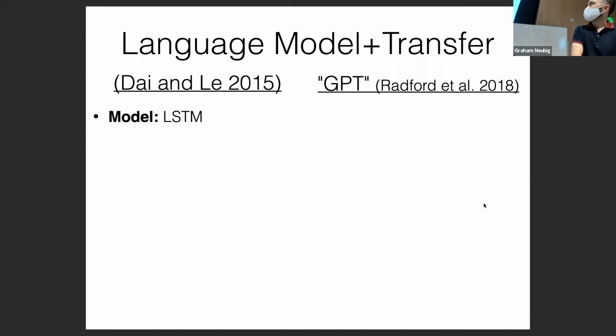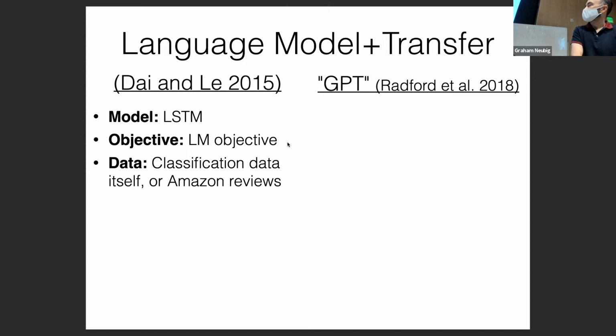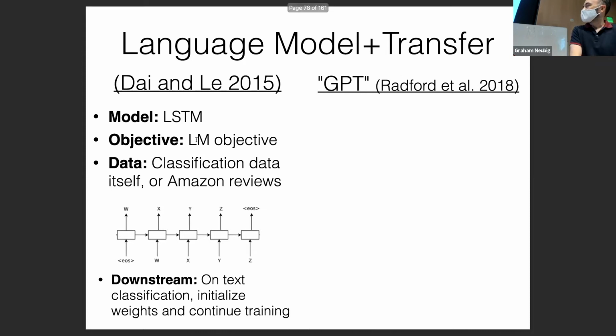So the first example of this is the Dai and Le paper from 2015, where they basically used an LSTM model with a language modeling objective. The data they used to train it was classification data or additional Amazon reviews. The classification data would be something like the Stanford Sentiment Treebank, which people are very familiar with. And the LM objective is just predicting the next word, like what we talked about before. So yeah, there's our LSTM.